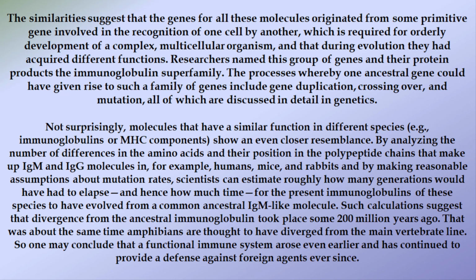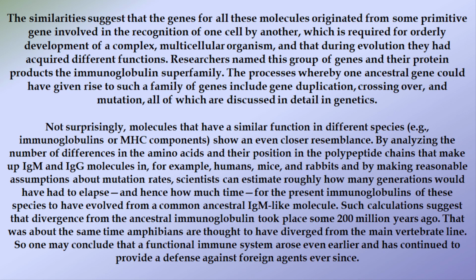The processes whereby one ancestral gene could have given rise to such a family of genes include gene duplication, crossing over, and mutation, all of which are discussed in detail in genetics. Not surprisingly, molecules that have a similar function in different species, for example, immunoglobulins or MHC components, show an even closer resemblance.